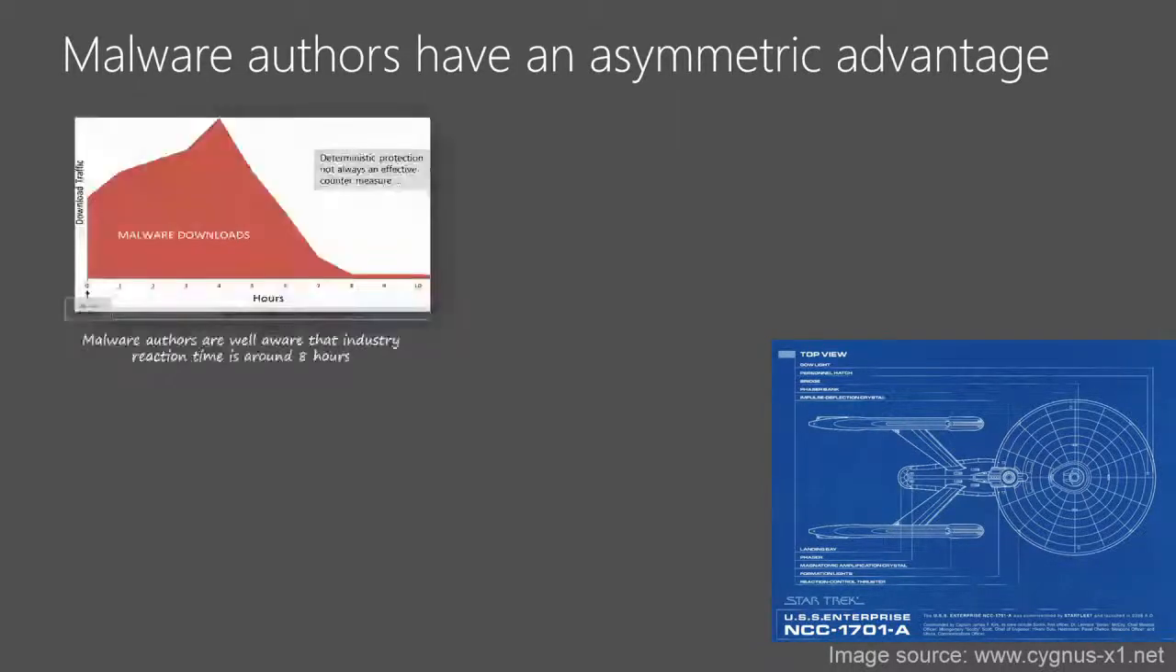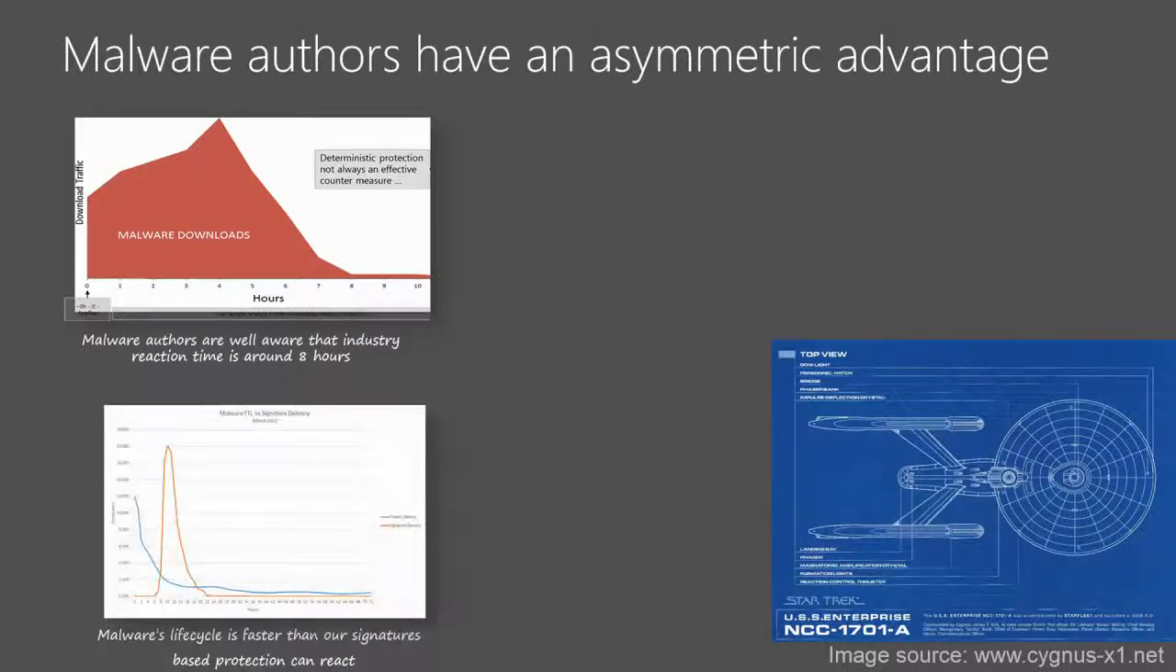They know that the industry reaction time is about 8 hours. So they know that if they bypass an anti-malware product, the industry will react in about 8 hours. So what did they do? They actually shortened their time to life and their release cycle to be less than 8 hours. This is how they are getting past the existing anti-malware products.